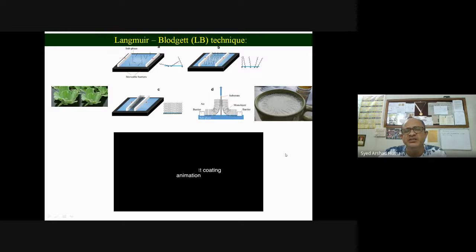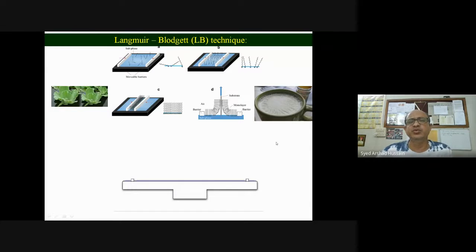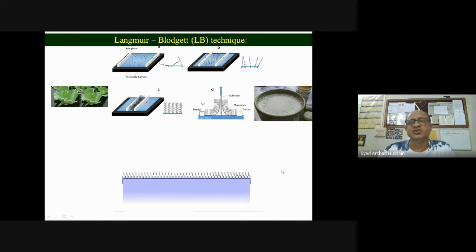So here you see a cartoon showing the deposition process. Initially what we do, we make the solution, then we spread, you see, this is there. Then we compress using a barrier. You see the molecules are coming closer and closer, and you see the isotherm pressure increasing. So it's a compact Langmuir layer. Then we take out the substrate so that it is transferred onto the solid support. You see? So you have transferred your system onto the solid support.